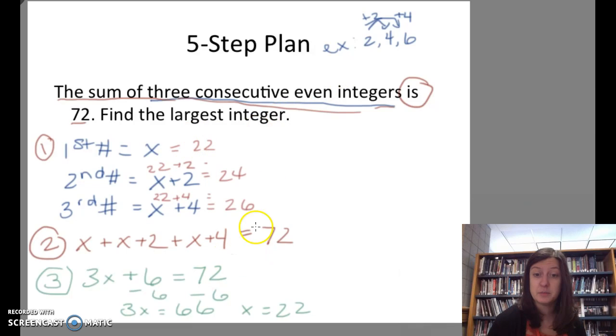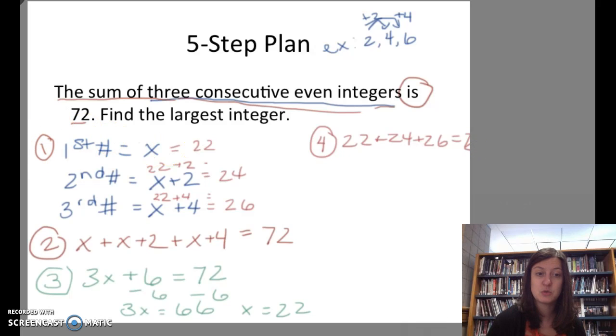Do they all add up to be 72? That's 12, 2, 4, 6, 7, 72. Yes, so we just checked it by doing 22 plus 24 plus 26. We kind of reread it and saw that yes, it equals 72.